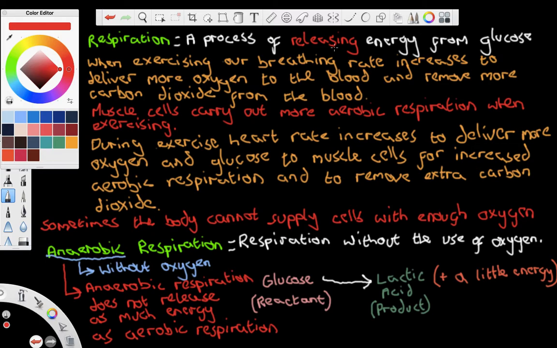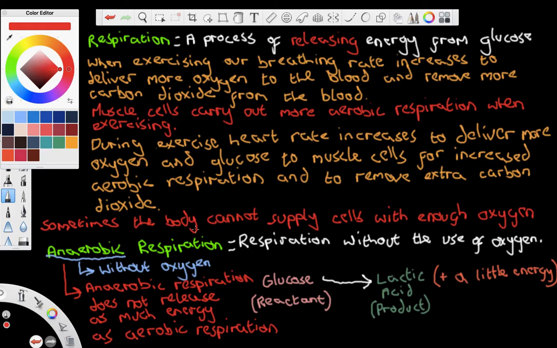When you exercise, your breathing rate increases to deliver more oxygen to the blood and remove more carbon dioxide from the blood. This is because muscle cells carry out more aerobic respiration when you're exercising. While you exercise, your heart rate increases to deliver more oxygen and glucose to your muscle cells so that they can do more respiration and you can remove this extra carbon dioxide.